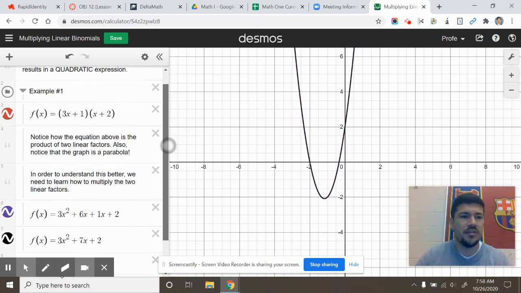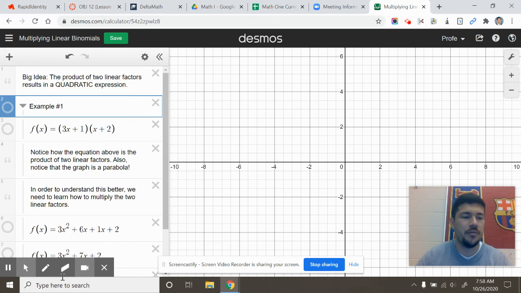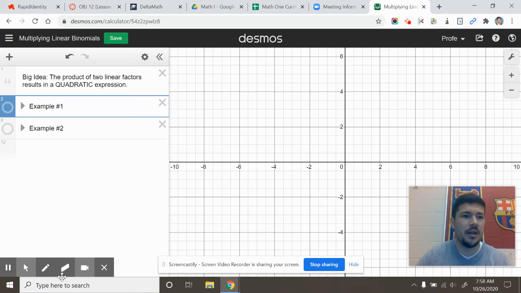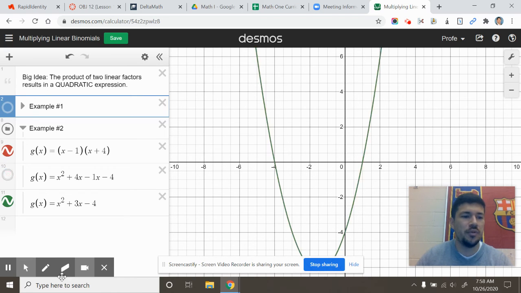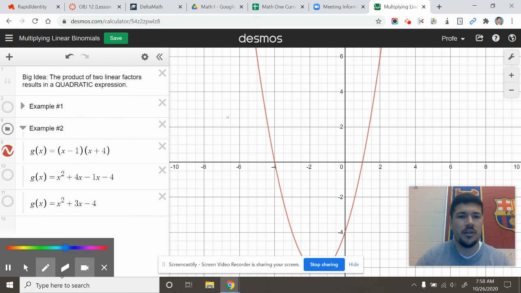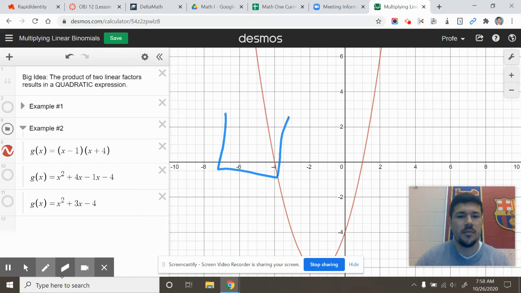We can try one last example. One more example. We'll cut this graph off, but you could see that every time that I simplified it, I got the same graph. So here is, for example, g of x. g of x equals x minus 1 times x plus 4. I'm going to set up my box. x minus 1 and x plus 4.